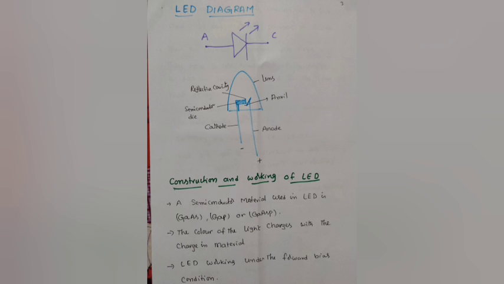And what is the working principle of LED? A light emitting diode is a semiconductor light source device. It is a PN junction diode that emits light when activated under the forward bias condition. When a suitable voltage is applied to the diode, electrons are able to recombine with the holes within the device, releasing energy in the form of photons. That is the working principle of LED.